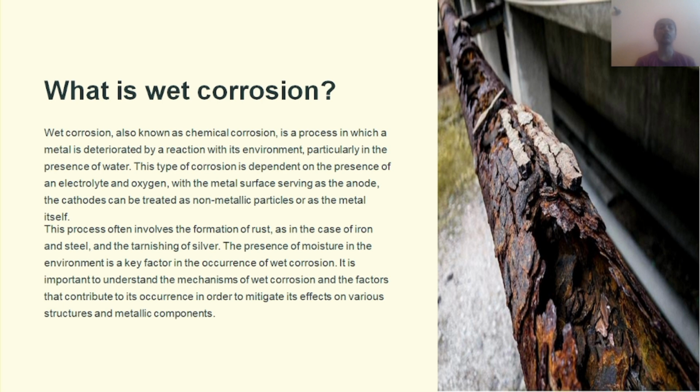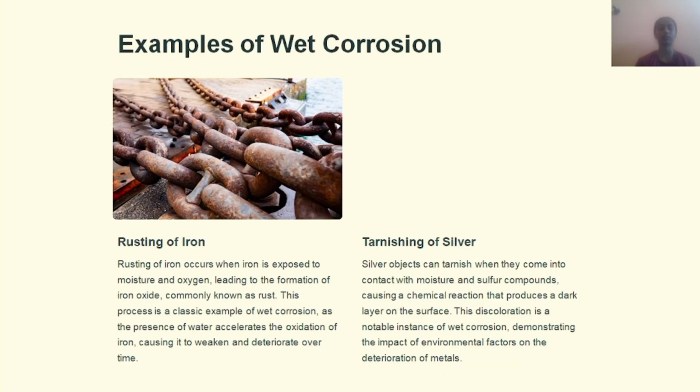This process often involves the formation of rust, as in the case of iron and steel, and the tarnishing of silver. The presence of moisture in the environment is a key factor in the occurrence of wet corrosion. It is important to understand the mechanisms of wet corrosion and the factors that contribute to its occurrence in order to mitigate its effects on various structures and metallic components. Examples of wet corrosion: rusting of iron and tarnishing of silver.